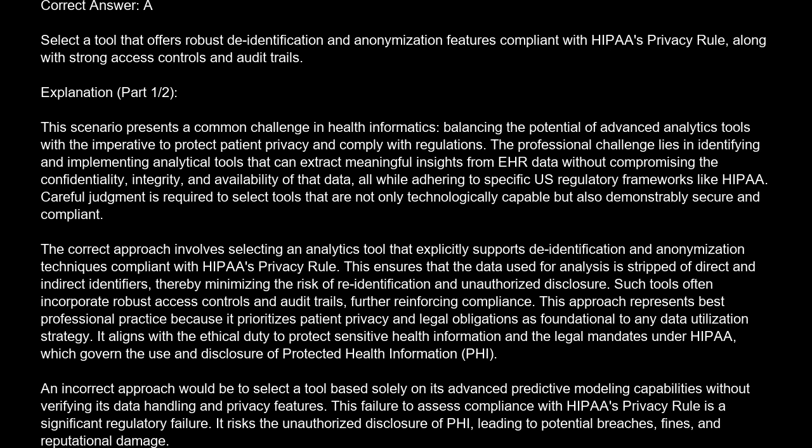Such tools often incorporate robust access controls and audit trails, further reinforcing compliance. This approach represents best professional practice because it prioritizes patient privacy and legal obligations as foundational to any data utilization strategy. It aligns with the ethical duty to protect sensitive health information and the legal mandates under HIPAA, which govern the use and disclosure of protected health information.